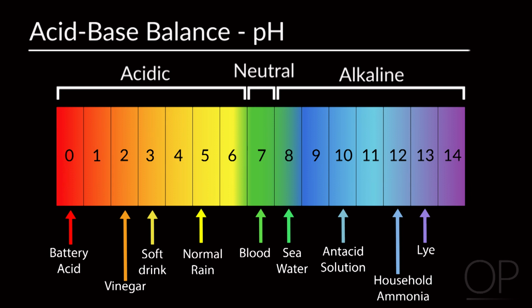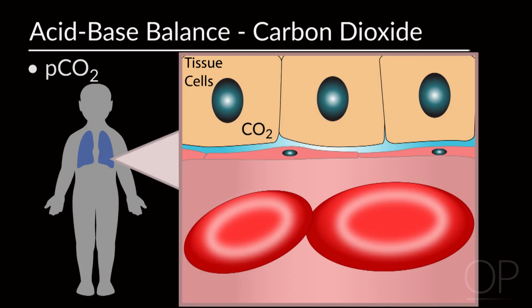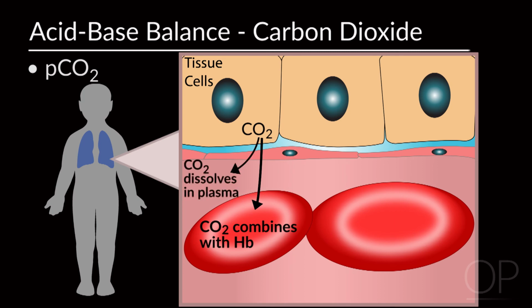After assessing the pH, the next step to diagnosing the patient's acid-base condition is analyzing the carbon dioxide level. Carbon dioxide, or the PCO2, is the respiratory component in acid-base balance. Carbon dioxide is transported on hemoglobin and dissolves in plasma. When a CO2 level changes, the pH changes to the same degree, but in the opposite direction.